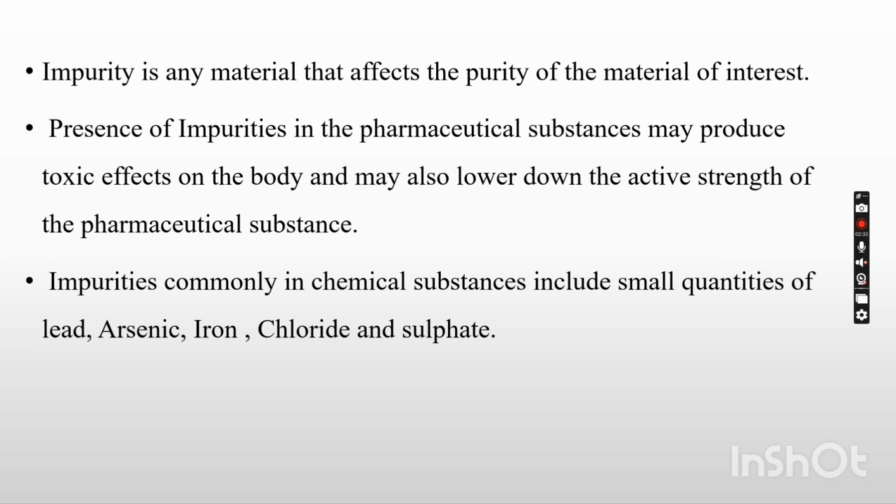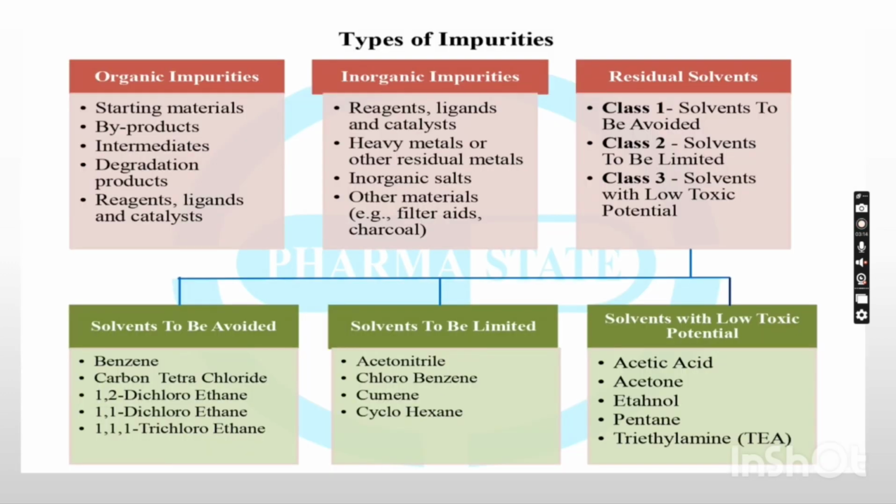The presence of impurities in a pharmaceutical substance may produce a toxic effect on the body and may also lower the activity strength of the pharmaceutical substance. Impurities commonly found in chemical substances include small quantities of lead, arsenic, iron, chloride and sulfate. So, see, impurities affect the purity of the material, can be toxic, and lower the activity strength of the pharmaceutical substance. So we will check the impurities of a chemical substance.